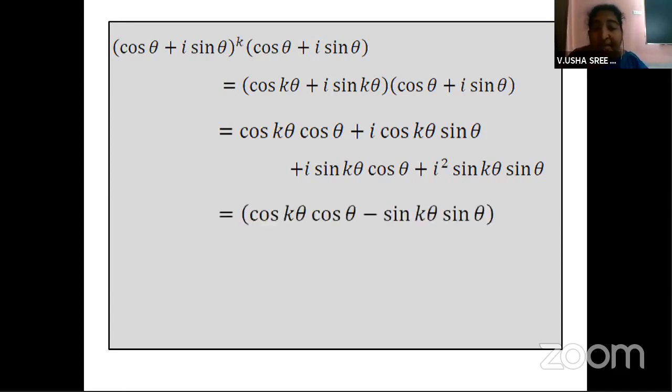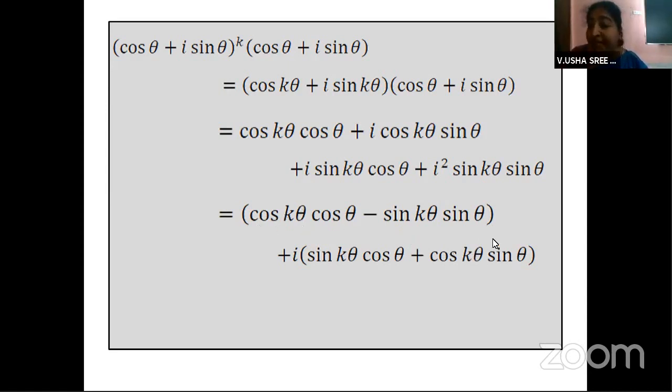Okay. So I can rearrange the terms like this. After the substitution of i square equal to minus 1, we will get cos k theta cos theta minus sin k theta sin theta. This is the real part, plus you have the imaginary part. See these two terms, i cos k theta sin theta and i sin k theta cos theta, have i terms. So when you take i common, you can always rewrite this as sin k theta cos theta plus cos k theta sin theta. Now, before we go to the next step, I just want you to pay some attention to the two brackets I have taken in this step.